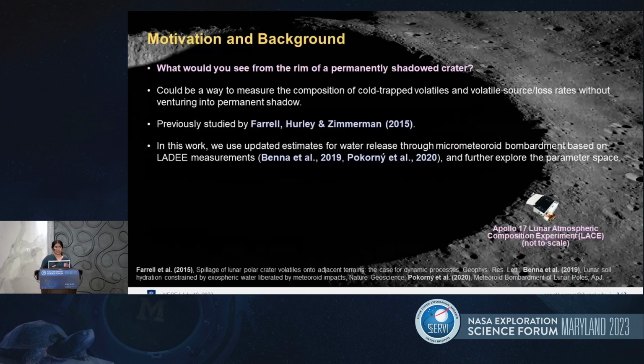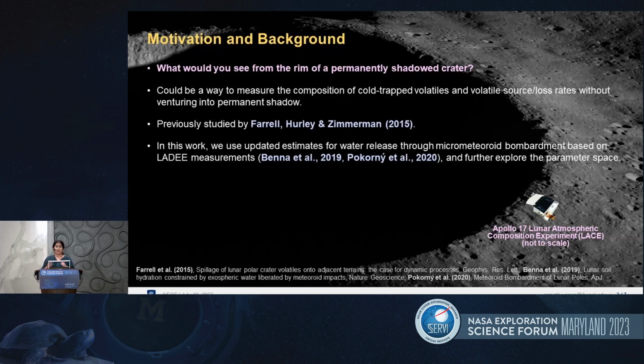The motivating question behind the work that I'll talk about today is a straightforward but also an interesting one, and that is, what would you see from the rim of a permanently shadowed crater? We know that at least some permanently shadowed craters contain ice, and we know that there are several processes that act on any ice in those craters that can cause those volatiles to be ejected onto surrounding terrain. Micrometeoroid impact, sputtering, there are various processes that can cause that release.